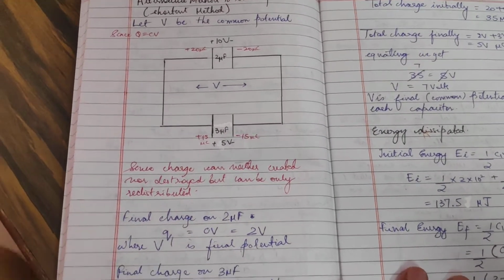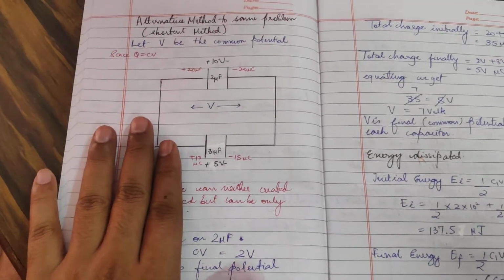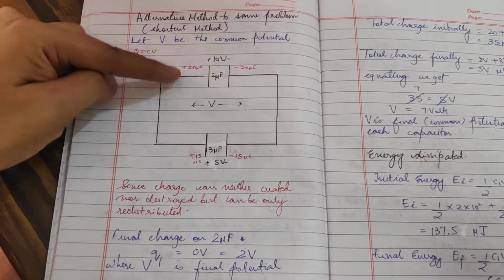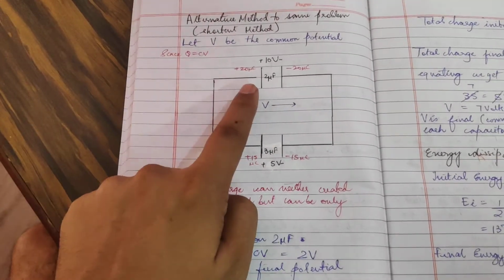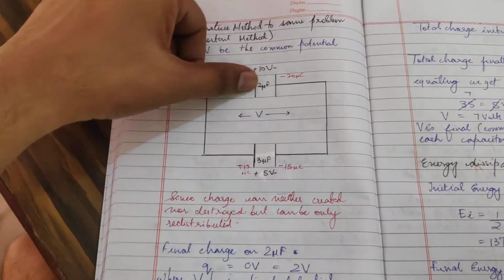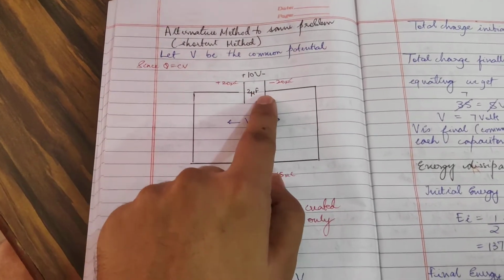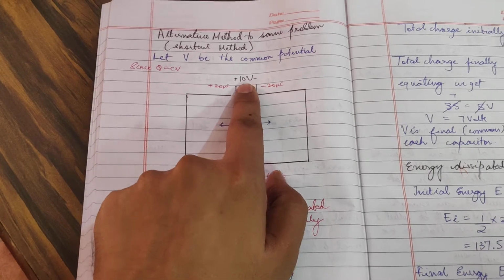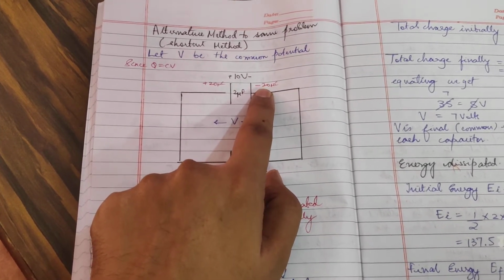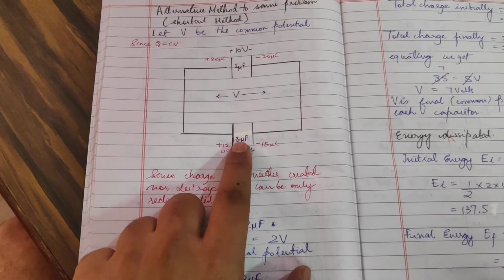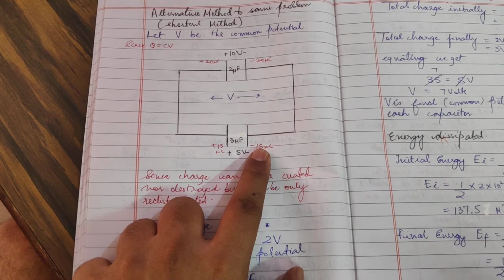But this is a very shortcut method, and I will prefer all of you to follow this method only if you are using two capacitors. Okay. See, here the charge Q is equal to CV. So 2 multiplied by 10, that is plus 20 microcoulomb. This is the positive plate, and this negative plate is minus 20 microcoulomb. 3 multiplied by 5, plus 15 microcoulomb and minus 15 microcoulomb.